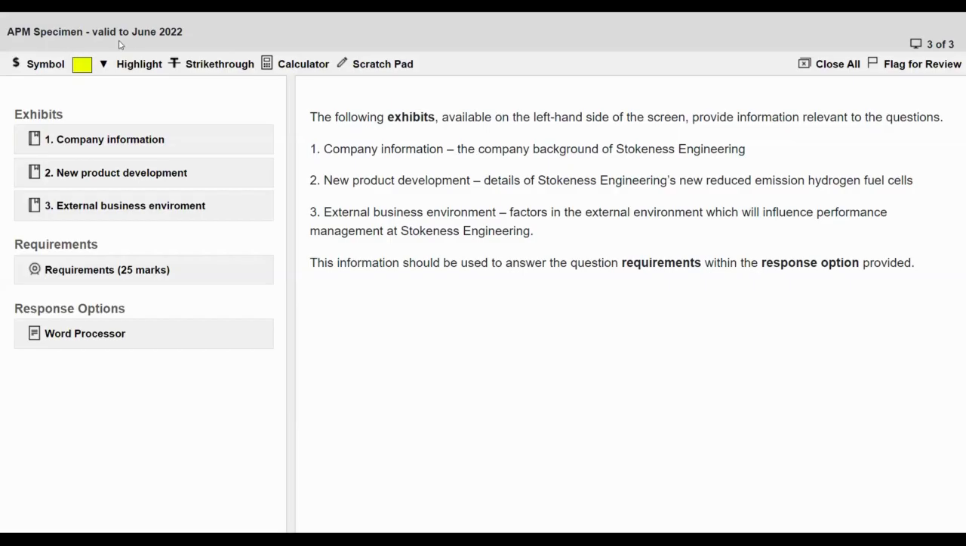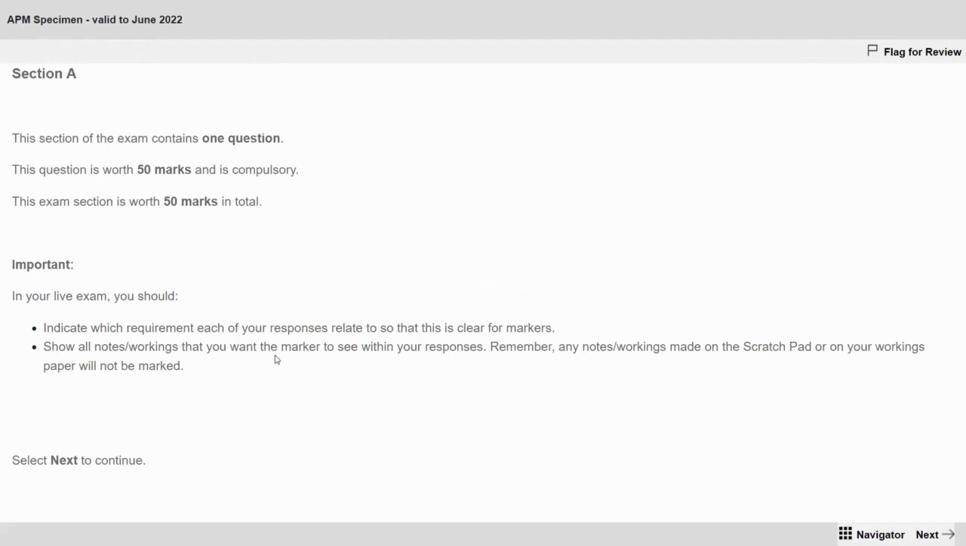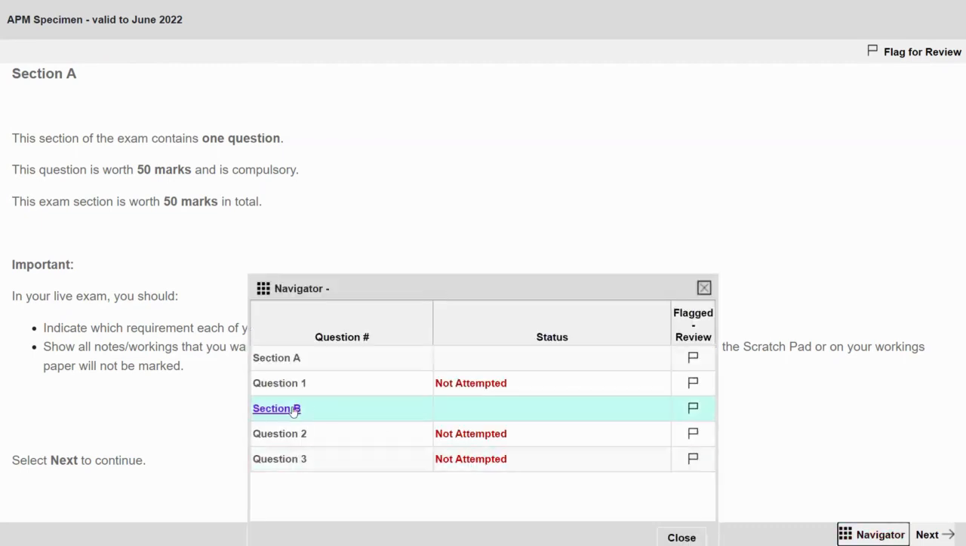Let's start discussing. I have opened in front of me the APM specimen examination, which is available on the ACCA CB practice platform. As you know, the paper has 2 sections. Section A has 1 question worth 50 marks, and Section B has 2 questions, each worth 25 marks. So I'm not going to do the Section A question today. I'm going to do Section B today.